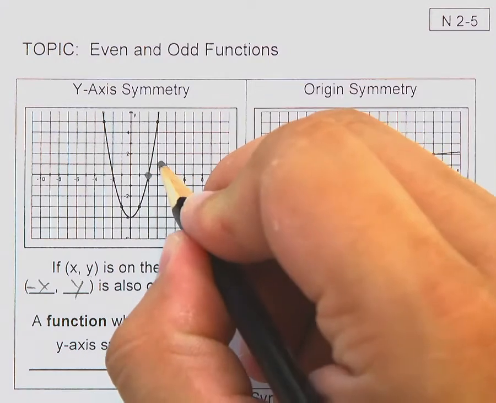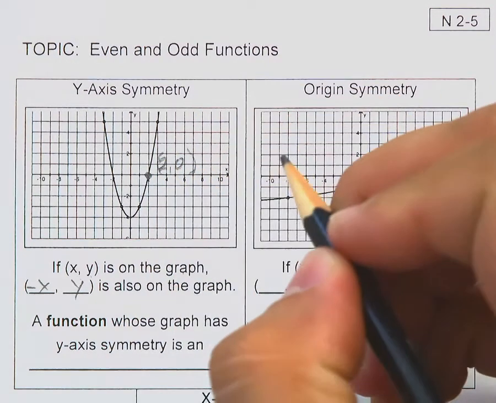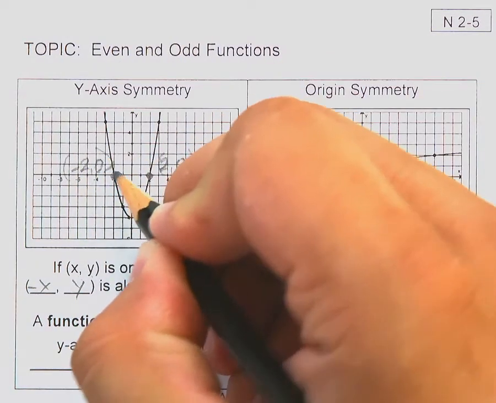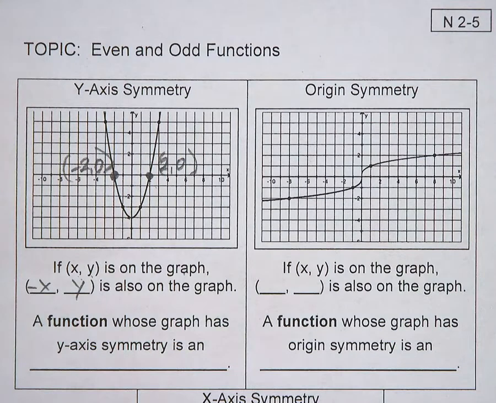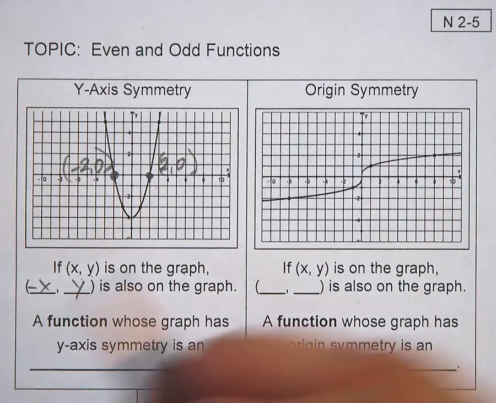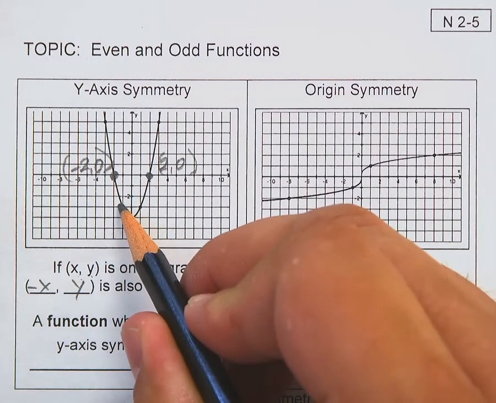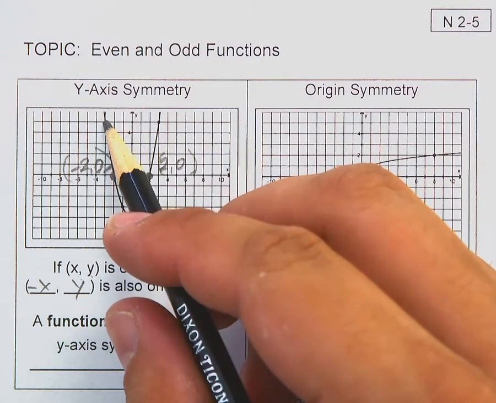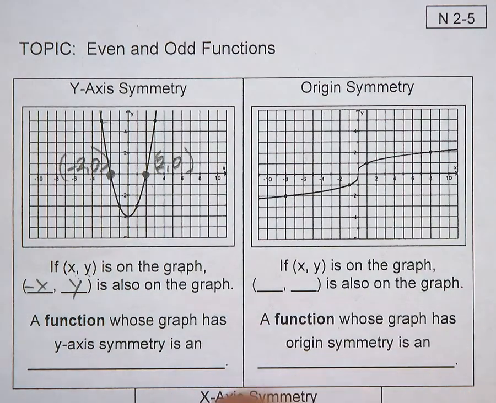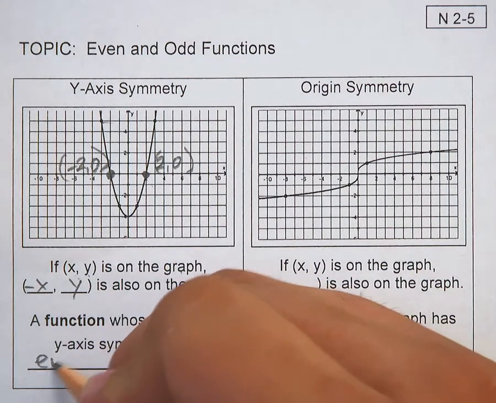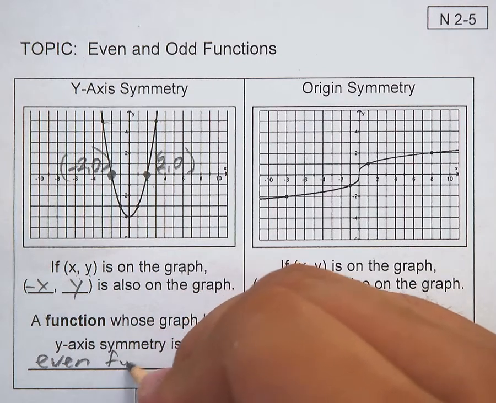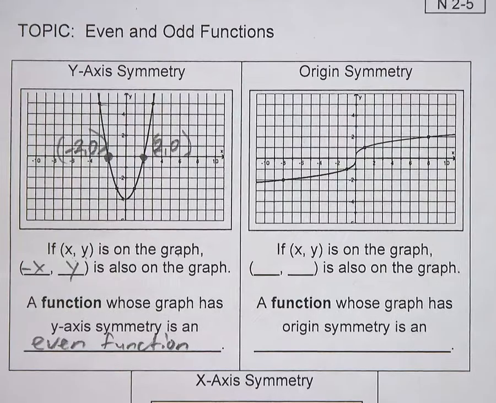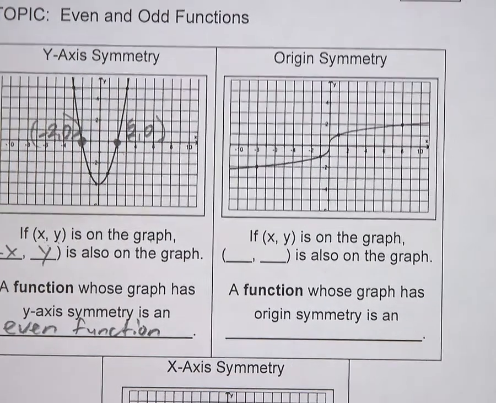So for example, this point right here, 2 comma 0 is on the graph. That means that negative 2 comma 0 is also on the graph, and it is, right? You can do that with any of them. 1, negative 3 right here, negative 1, negative 3; 3 comma 5, negative 3, 5. A function whose graph has y-axis symmetry is called an even function. Y-axis symmetry means it is an even function, all right?